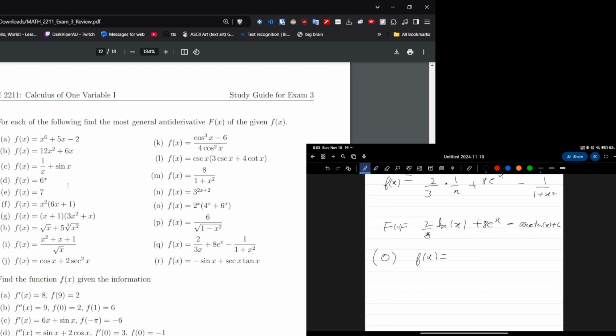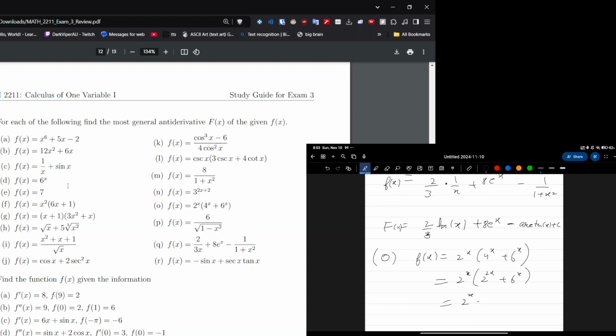f of x equals 2 to the power x times 4 to the power x plus 6 to the power x. Now I can write this as 2 to the power x times 2 to the power 2x plus 6 to the power x. Okay, now the bases are the same, so the powers get added up.